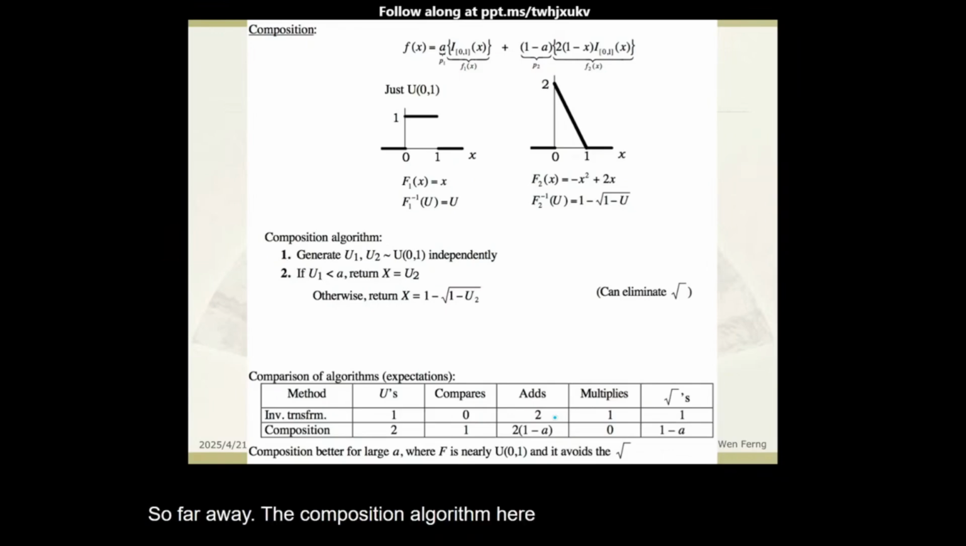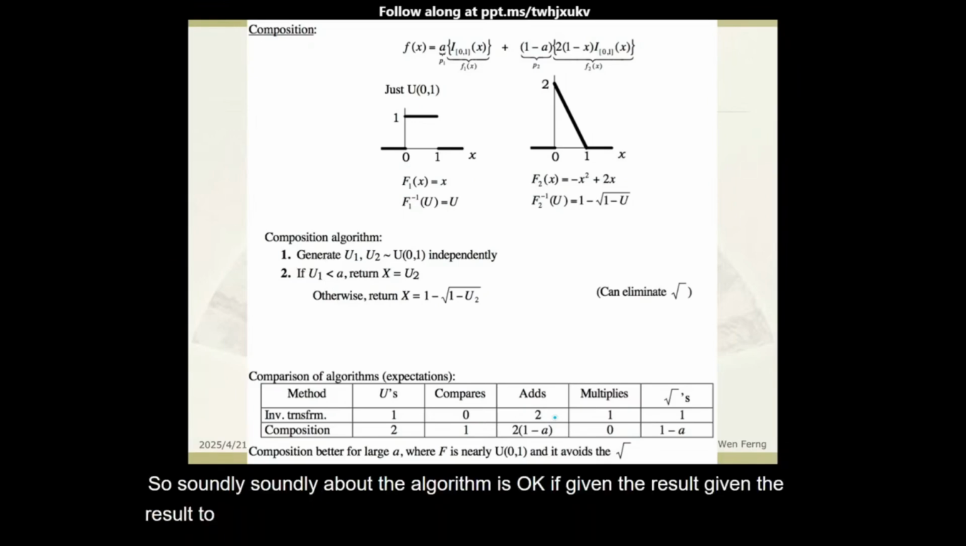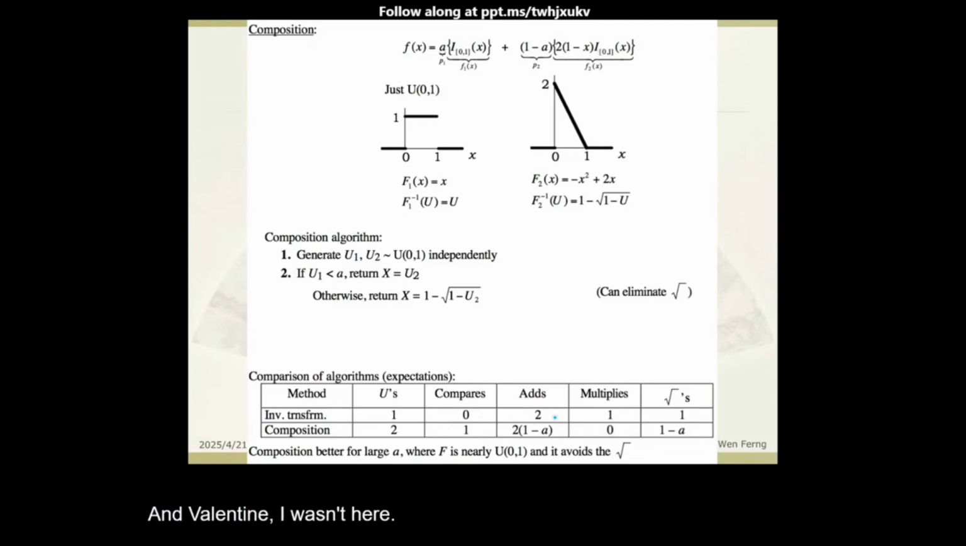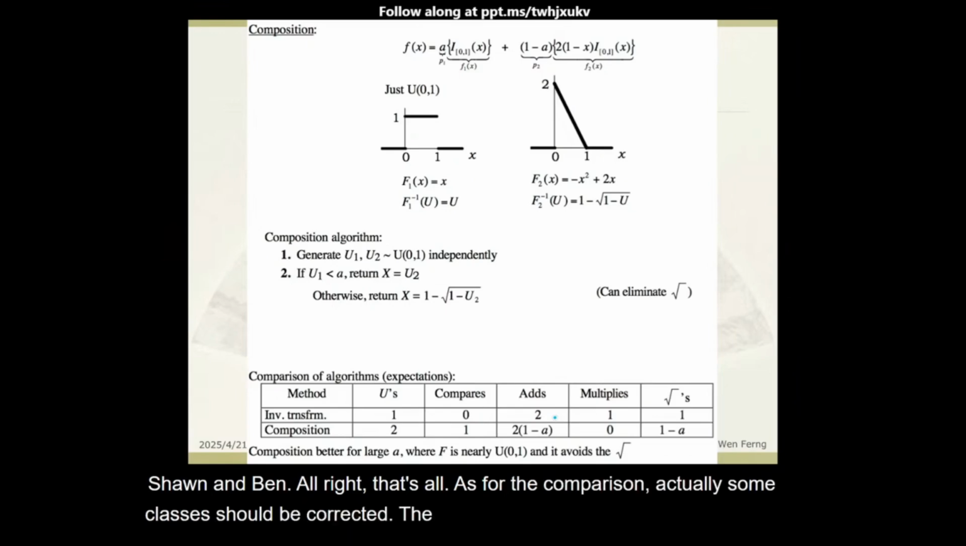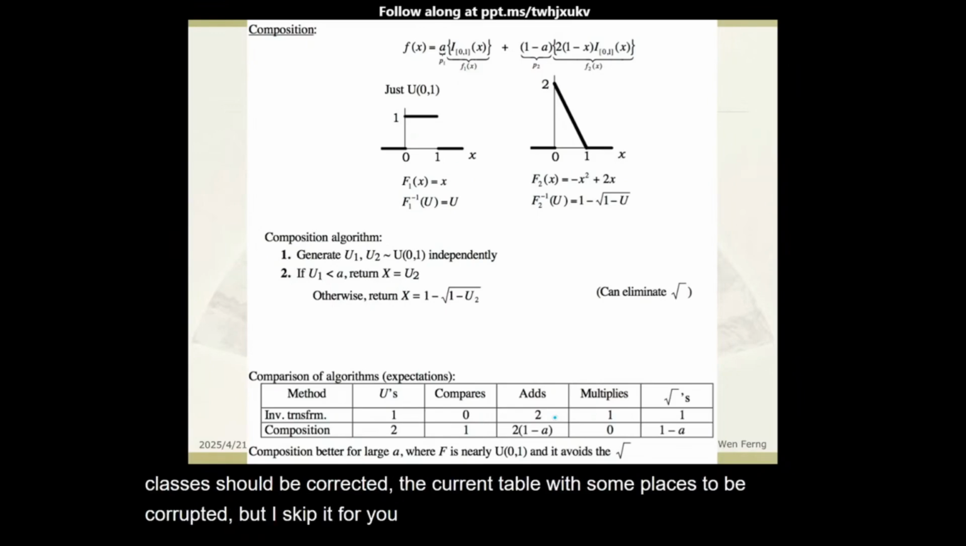So, summary. The summary about the algorithm is okay, given the result to have this. Yeah, and we did the algorithm here, and the Valentine algorithm here. Okay, and Sean and Ben. All right, that's all. As for the comparison, actually, some places should be corrected. The current table has some places to be corrected, but I skip it for you, and so that it is left to you to have the comparison.